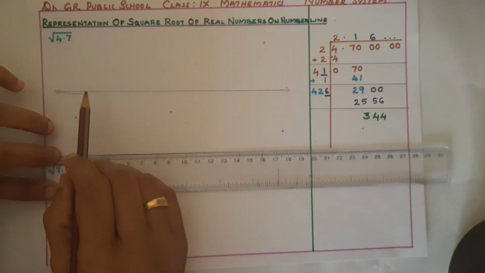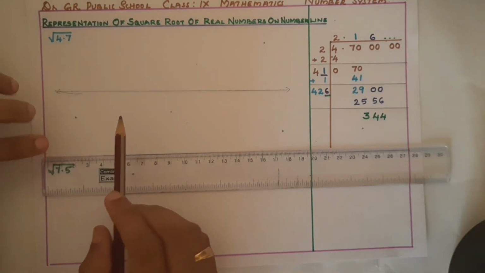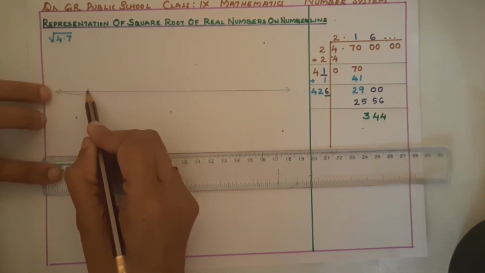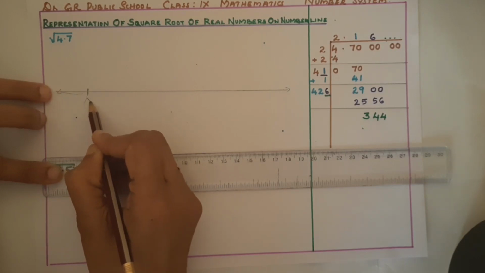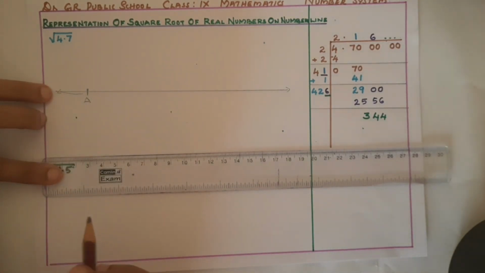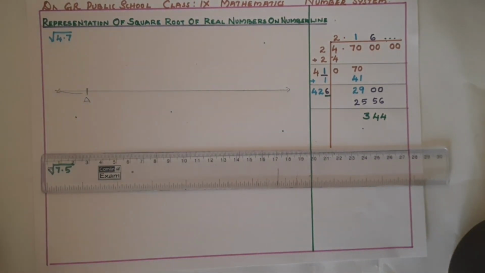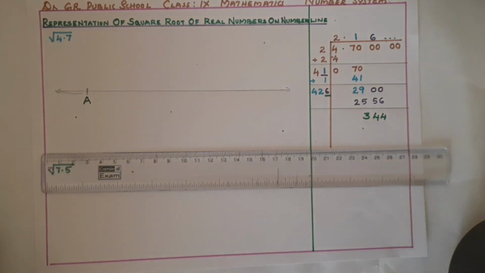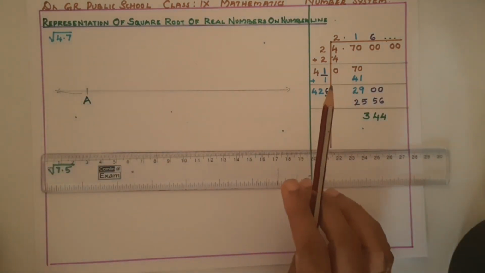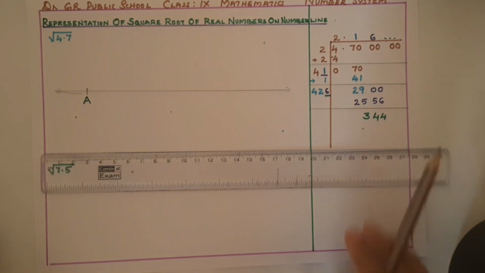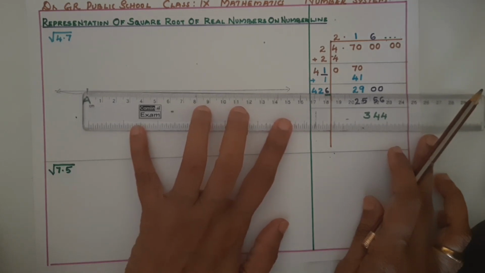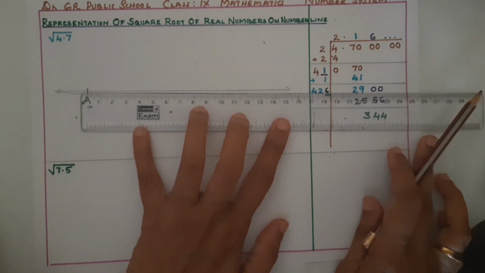Now, you have to mark a point A on the number line. Mark a point here and name it as A. Okay, children? The point we are naming as A. Now, what is our number inside the root? 4.7. So, you have to take 4.7 from A.